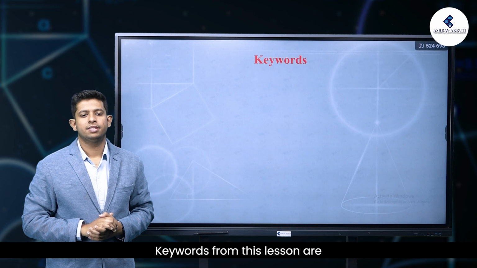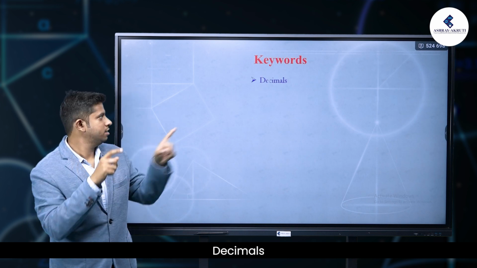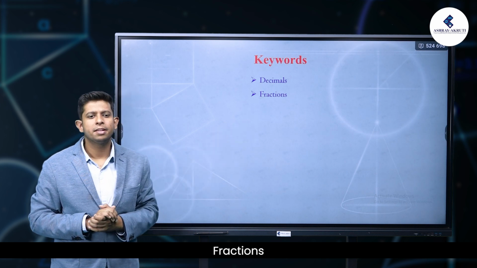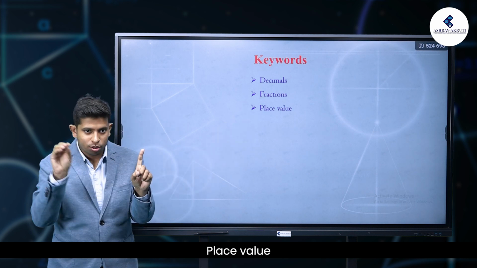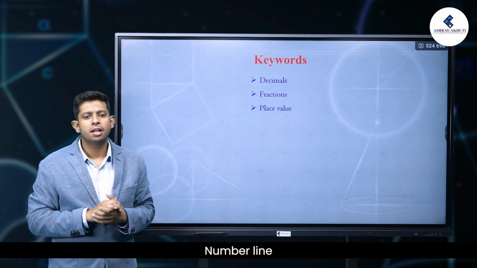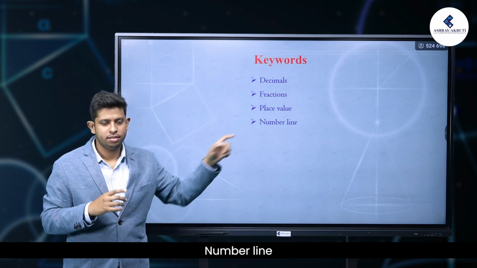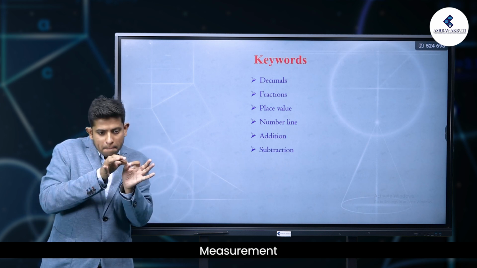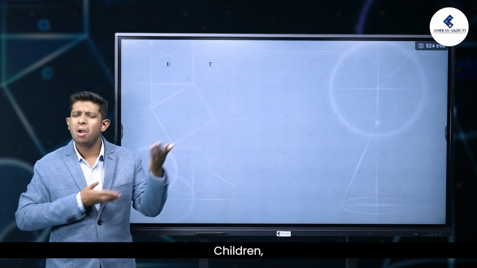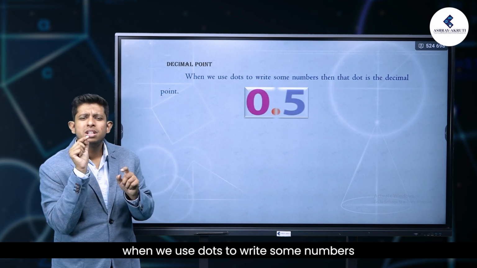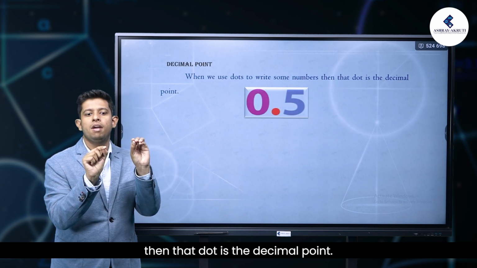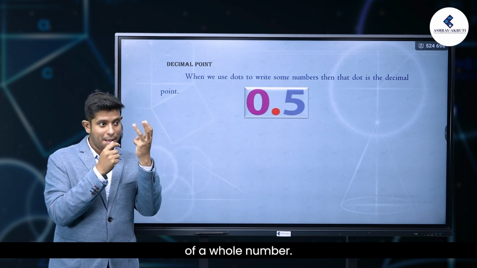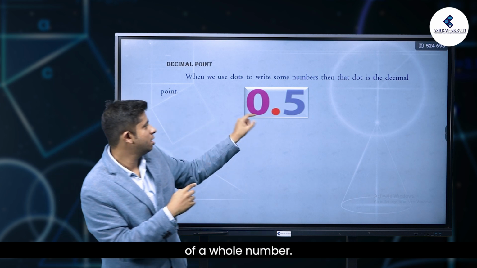Keywords from this lesson are decimals, fractions, place value, number line, addition, subtraction, and measurement. Children, when we use dots to write some numbers, then that dot is the decimal point. This is used to show the part of a whole number, like 0.5.